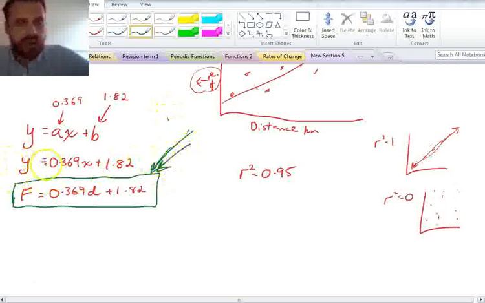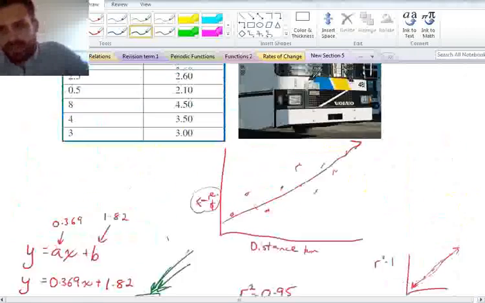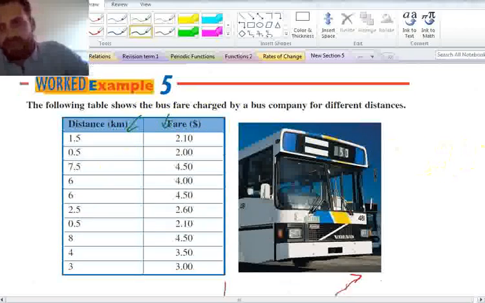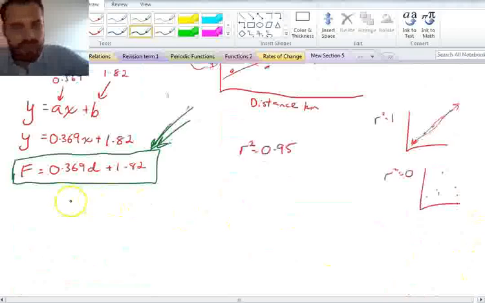We can either say y equals 0.369x plus 1.82. That's pretty much what your calculator spits out. But because this particular question was about distance, remember the question was: the following table shows the bus fare charged by a bus company for different distances. So if you travel this far, you pay this much. So what we've done is recreate that formula, but with f and d for the fare and the distance.